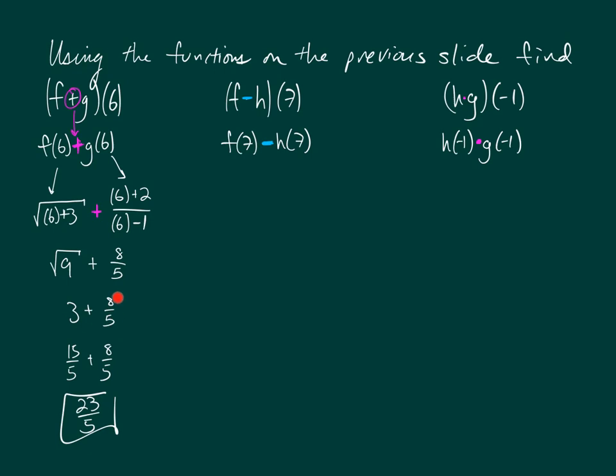3 plus 8 over 5, common denominator 5. Whatever's in the denominator here needs to be multiplied by 3 to get the numerator, as that's what 3 is, 15 over 5. And then we can add the numerators together. 15 plus 8 is 23.